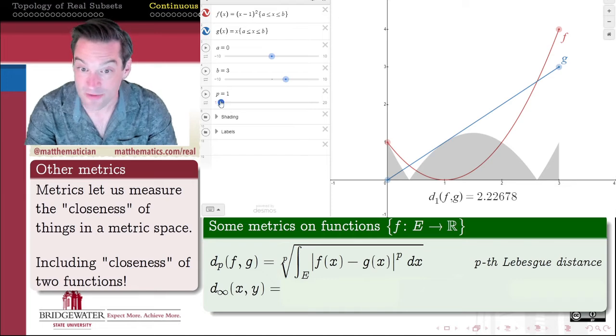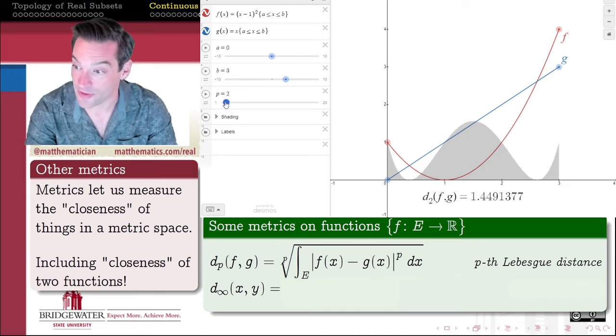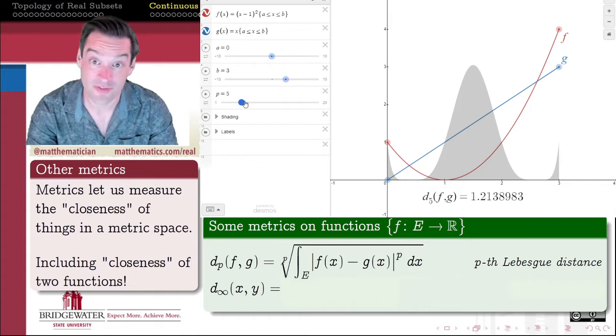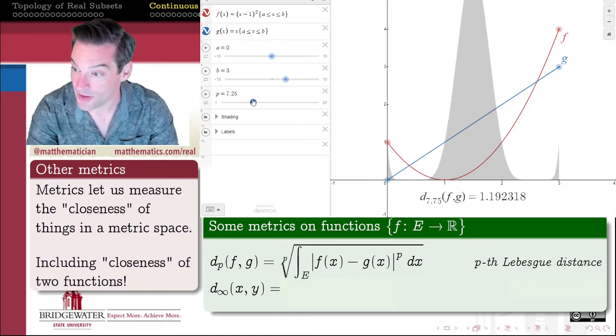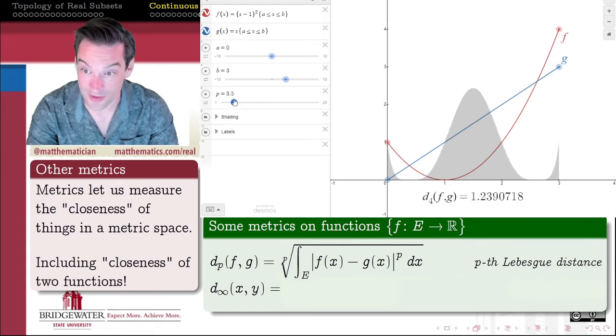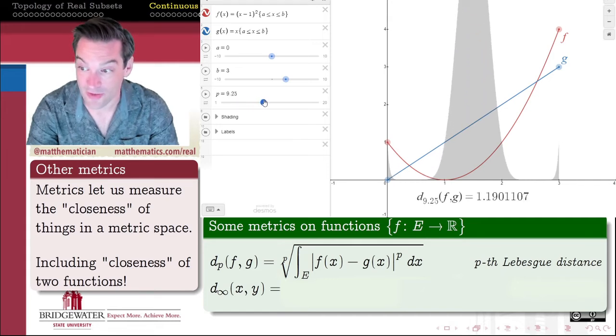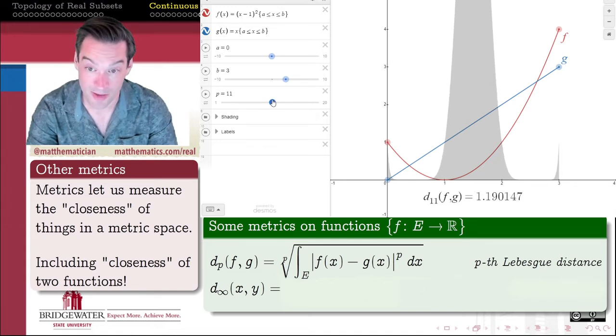But if I tweak the value of p, if I increase it from 1 to 2, I get a different way of measuring this distance. If I increase p still further, I'm going to get different ways. Here's the 5 metric, the 5 distance between these 2 functions is about 1.21. And so different p's are going to give me different values. Notice I'm taking the pth power, but then I'm also taking the pth root of that area. And so as this area is getting bigger, I'm taking successively larger roots of it, which is why my pth metrics are not getting too out of control.